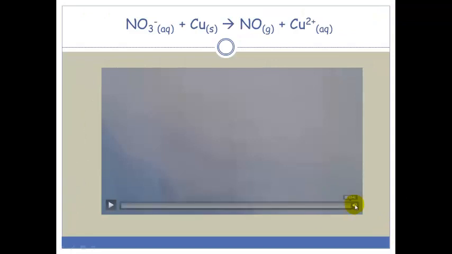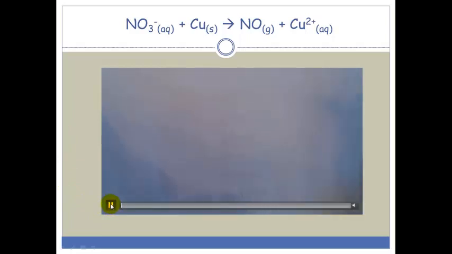So here's an example for balancing a redox equation. Here you have nitrate plus copper going to nitrogen monoxide plus copper ions. And you can tell it's redox because the copper is changing charge, which means that something else must also be changing charge, because remember, you can't have oxidation without reduction.